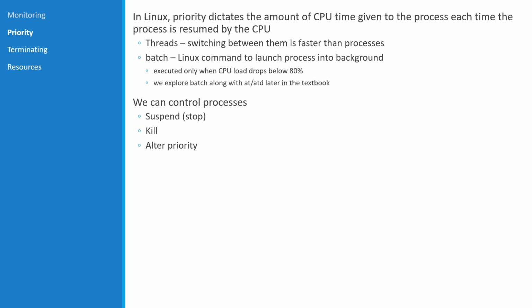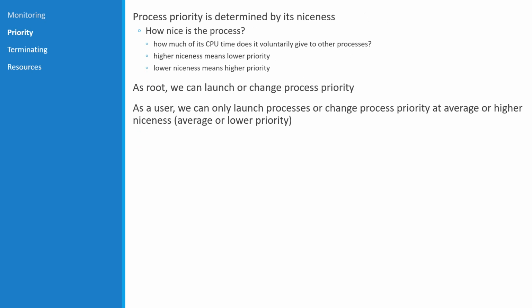Let's learn a little bit more about altering priority. So the nice command is the command that we use to change the priority of a process, either when we start the process or while the process is running. Why is it called the nice command? You're basically telling the operating system how nice you want the process to be. If we're being very nice, we're going to let other people have their turn, right?